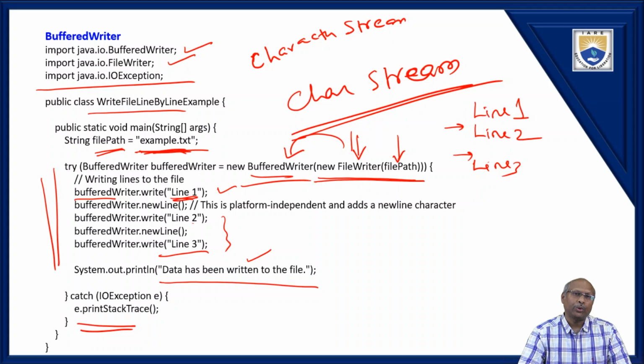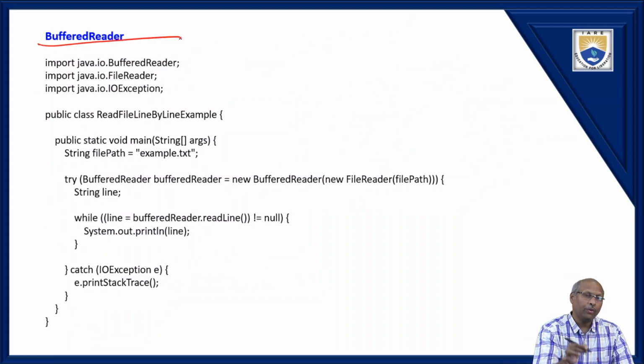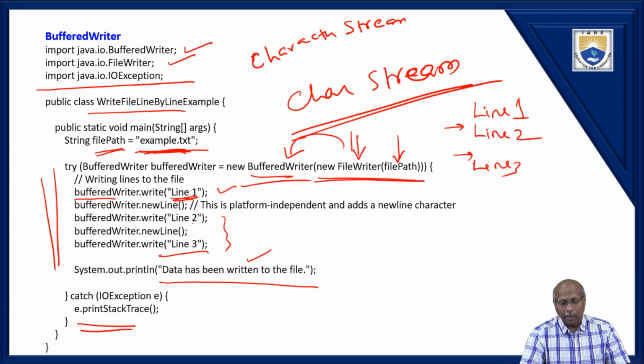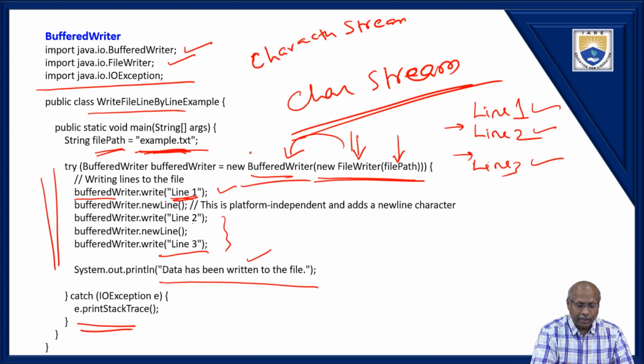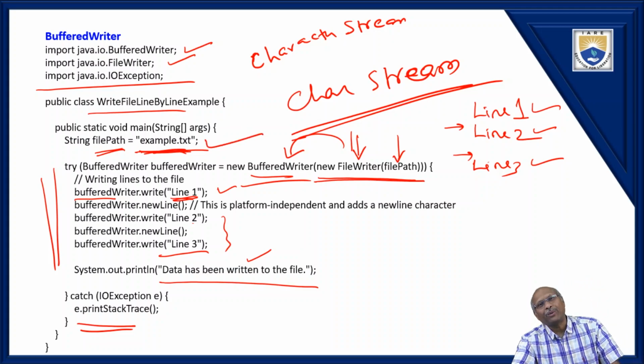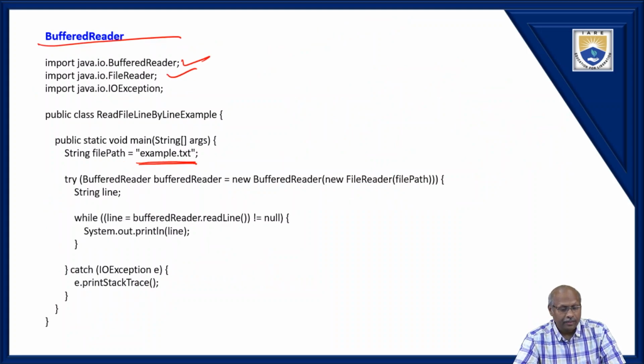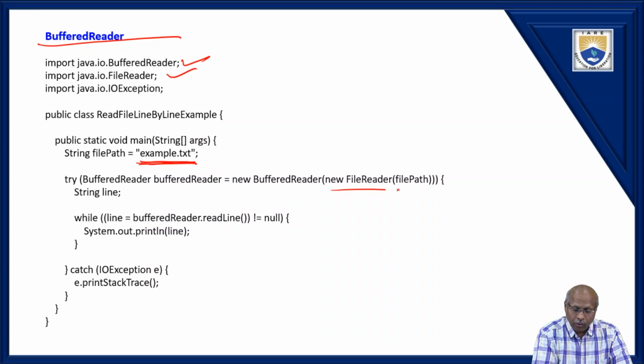Now let us go to buffer reader. Now I want to read. In the previous program I wrote line 1, line 2, line 3. These 3 lines I have to read. Buffer reader, file reader. The name I have given is example.txt, as in the previous one. This file I have to give there for reading because my goal is to read the data from that file. So here I wrote example.txt. Now I have created a file reader. The file reader is ready to read, so automatically the file will be opened in the read mode.